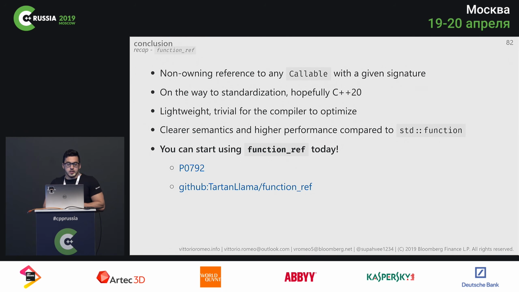Function ref is a non-owning reference to a callable with a given signature. It will hopefully be in C++20, worst case scenario 23. It is lightweight and trivial to optimize, and it has clearer semantics and higher performance compared to std::function. And you can start using it today. It's quite straightforward to implement if you look at the paper over here, or you can use this open source implementation from Simon Brand, which is compliant to the standard.